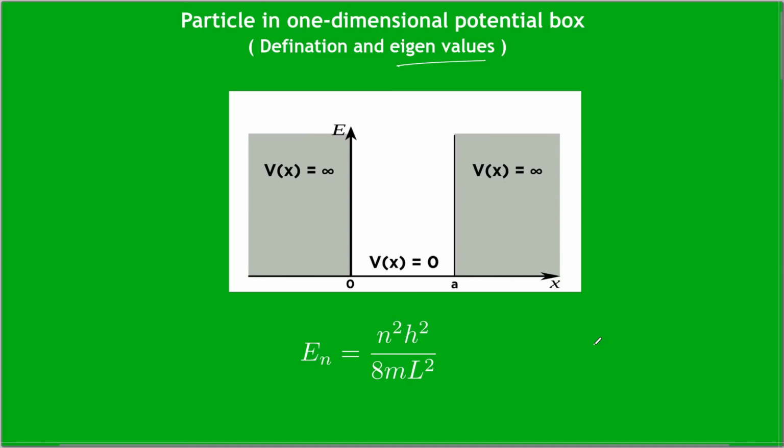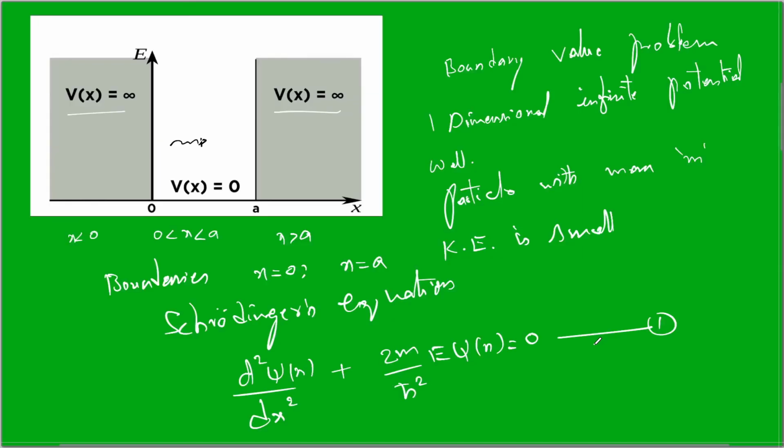In this video, we have said that we are going to write the Schrödinger's equation, the definition of the problem, and we are going to find out the eigenvalues. We have said initially that it is a boundary value problem. When you look at the geometry of the problem, we know that there are two boundaries. One boundary is between a region with V of x equal to infinity and V of x equal to 0 at x is equal to 0. The other boundary is at x is equal to a, separating V of x equal to 0 and V of x equal to infinity.